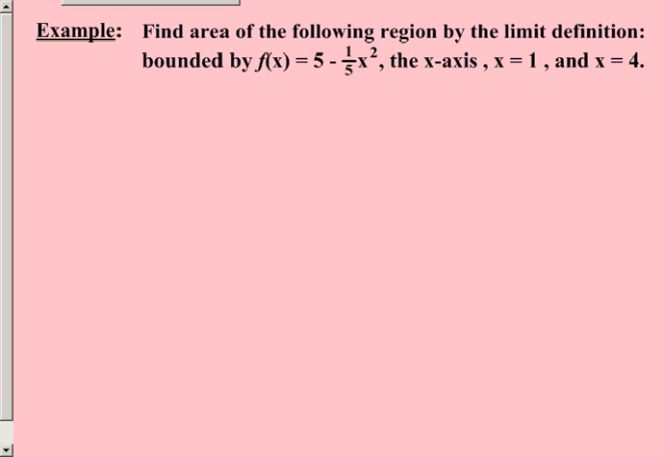Let's try again. Find the area of the following region by the limit definition. This time we're going to be bounded by a rather wide parabola that has a vertical shift of 5 and is upside down. And once again, we're going to be restricted within the first quadrant, but not the entire first quadrant. We're going to be restricted by the bounds in the domain from x equals 1 to x equals positive 4, as well as the x-axis. So that's going to keep us in quadrant 1. Here's what your graph looks like in case you are curious.